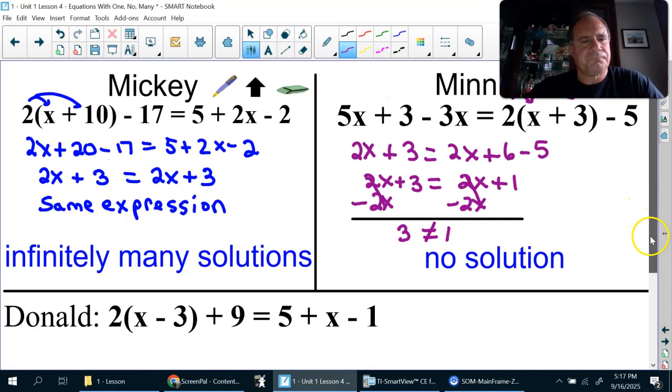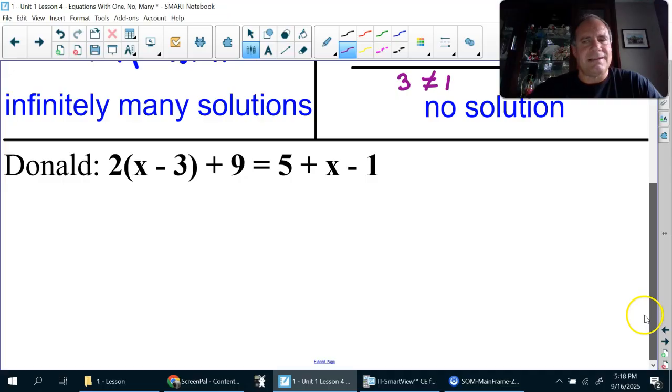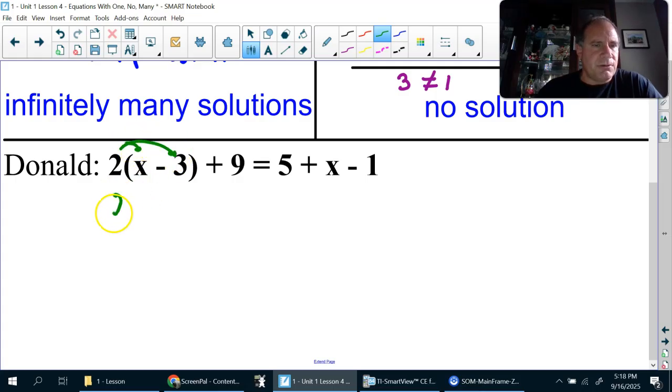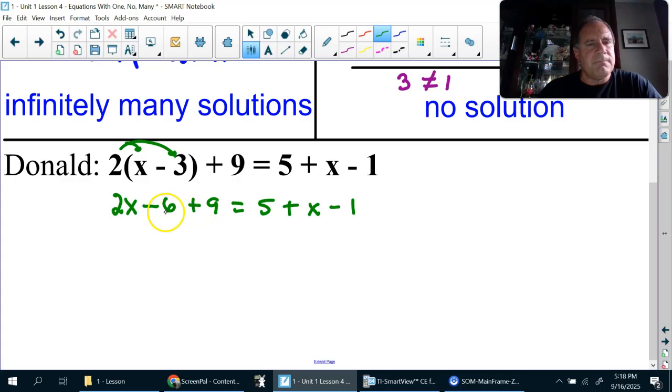All right. And the last one is Donald. So we're going to pick green for Donald, and we're just going to distribute because that is what we have to do. So that is 2x minus 6 plus 9 equals 5 plus x minus 1. Now negative 6 plus 9 is a positive 3. And then I'm going to have an x. I'm going to put that x first. 5 minus 1 is 4.